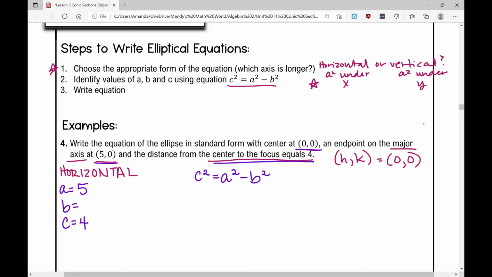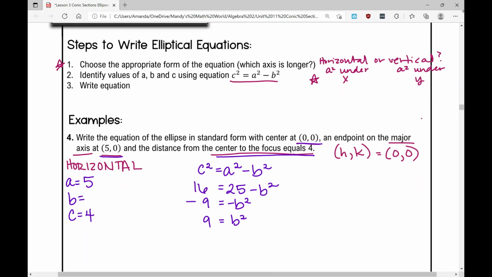And in our previous examples, we didn't need the value of c when we were graphing, but we practiced it. So we're going to do that here. We know if c is 4, c squared is 16. If a is 5, a squared is 25 minus b squared. And now I'm going to do 16 minus 25, and I get negative 9. If negative b squared is negative 9, then b squared equals positive 9. And if b squared equals 9, I'm going to take the square root of both sides. b is going to be 3.